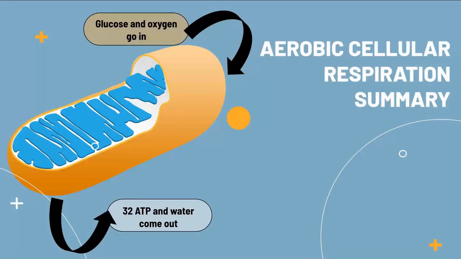So, as a quick recap, in aerobic cellular respiration, we have glucose and oxygen coming into the cell. And as a result, we're going to have around 32 ATP and water coming out. Those are going to be our products of cellular respiration.